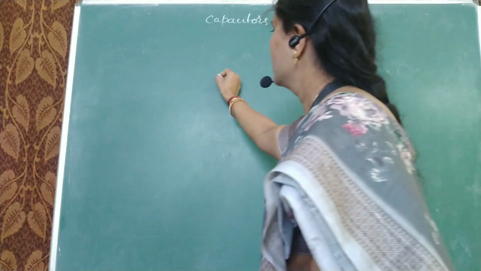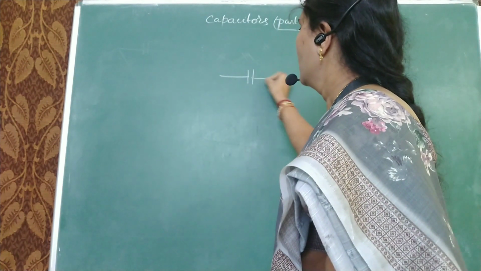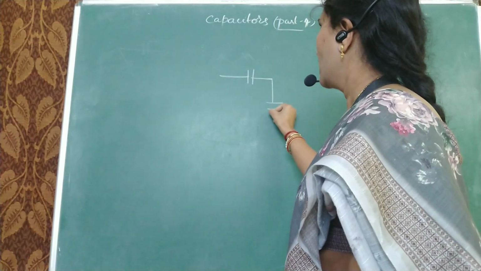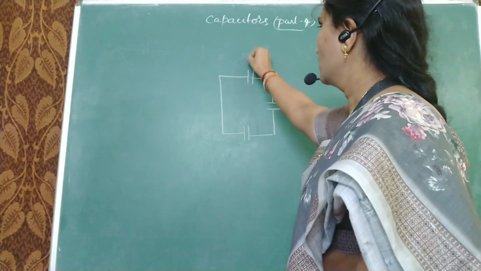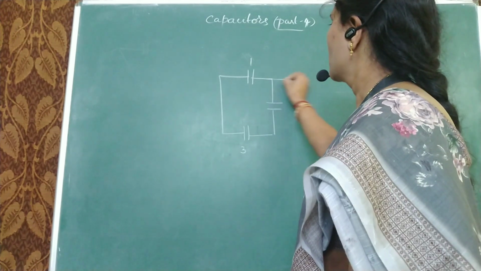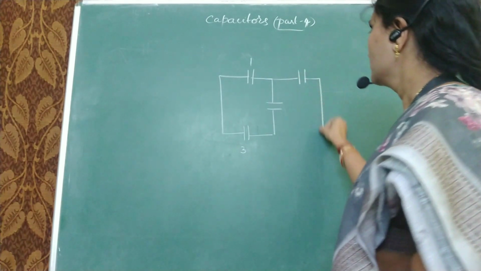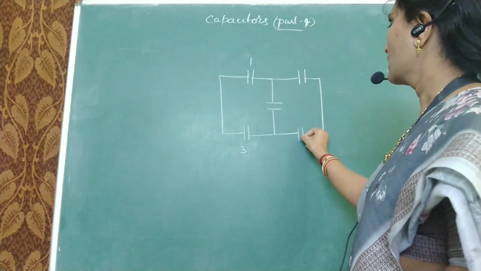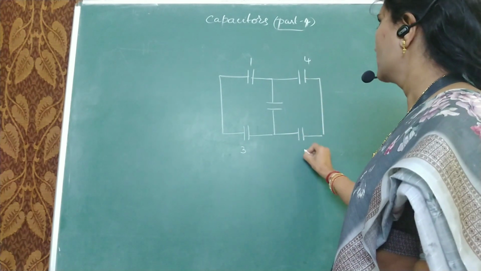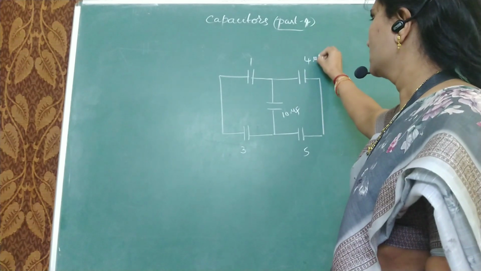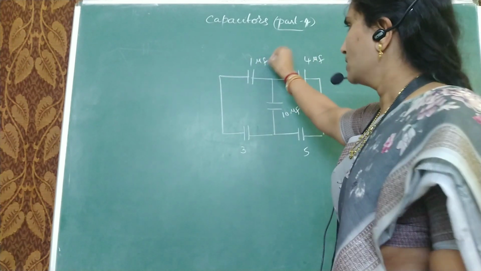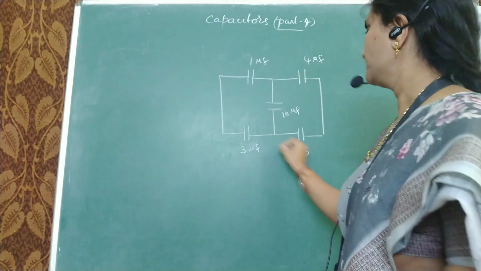Okay, what was the question? I gave a network of 5 capacitors with values 1, 3, 4, 5 and 10 microfarad. Any numbers as per the question. I am taking this as an example.